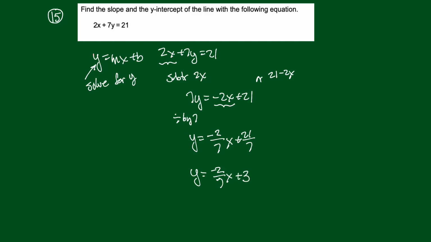And now what I want is the slope and the y-intercept. So there's the slope right there, the multiplier, right? So the slope is negative 2/7, all right?